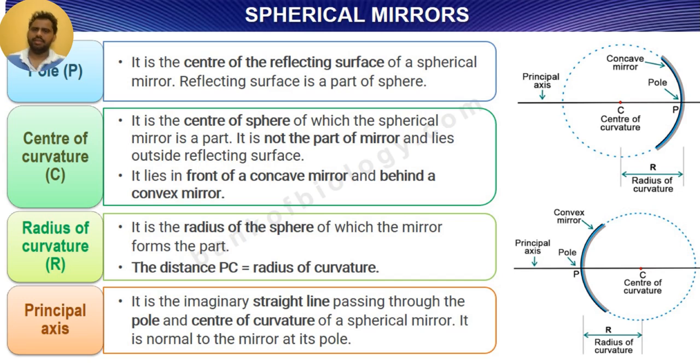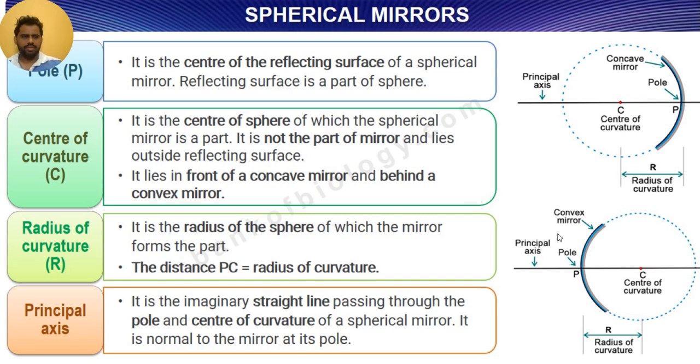Now let us see spherical mirrors. Now we will see some important terms related to the mirror. First we read about the pole. What is a pole? See, this is the curved mirror. The pole is at the center. It is the center of the reflecting surface of a spherical mirror. This is the reflecting surface, and the center is the pole. The reflecting surface is a part of a sphere.